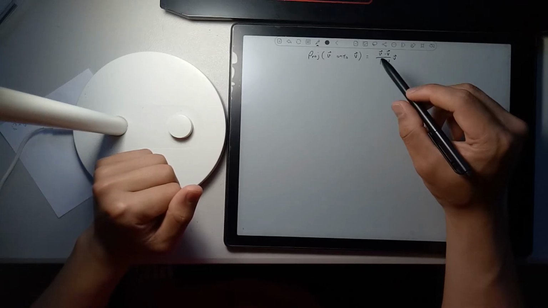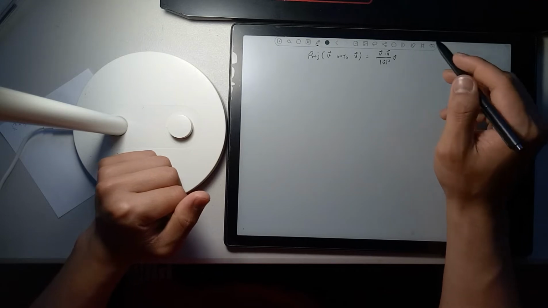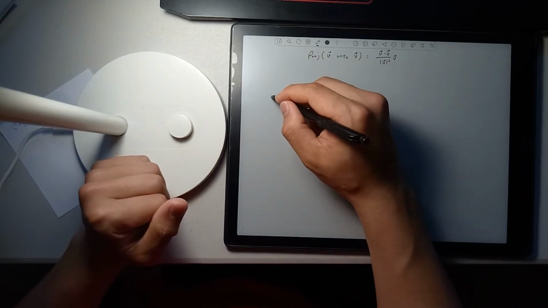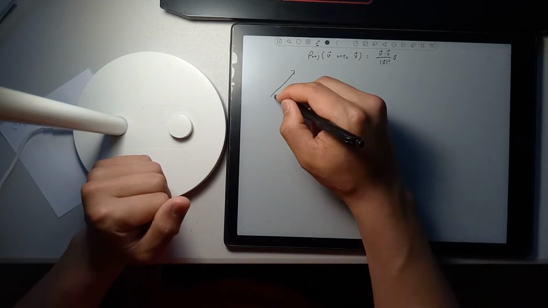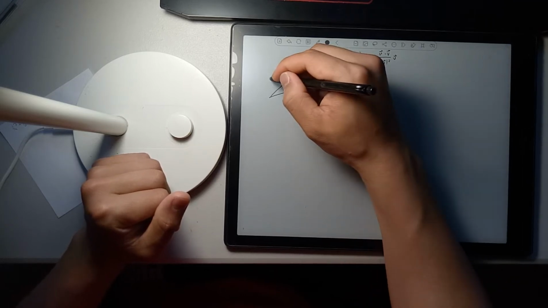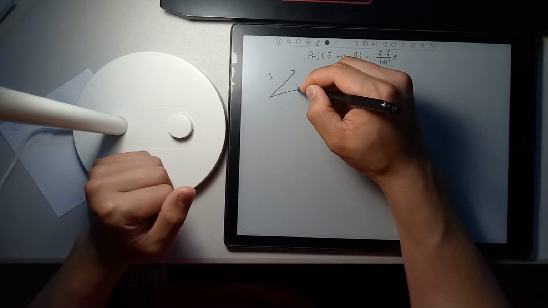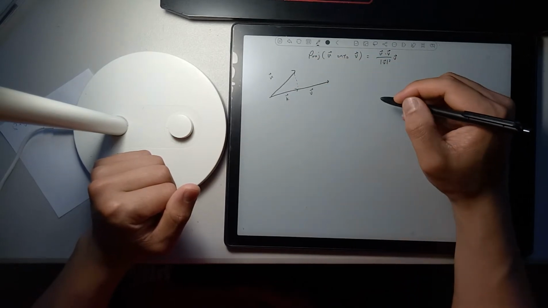Hi, in this video we'll prove that the projection of u onto v is equal to u dot v over the magnitude of v squared times v. First, let's draw the two vectors u and v. If these are our two vectors, the projection of u onto v would be this vector, which we'll call k.